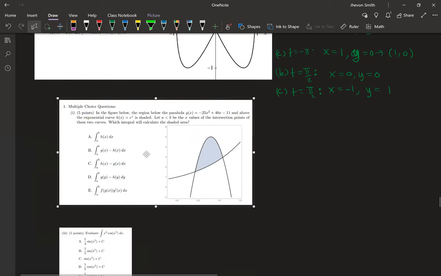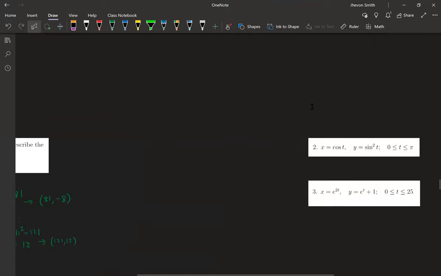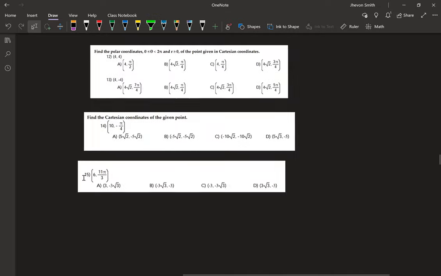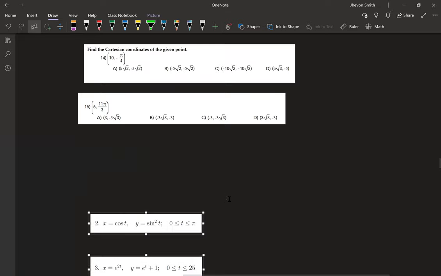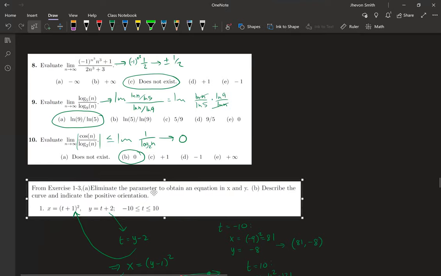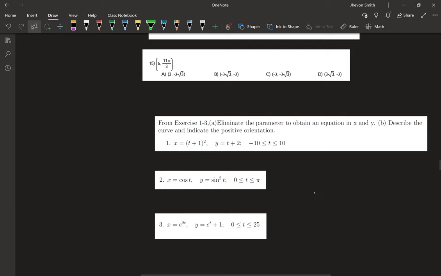Integration. Is there anything I want to do on parametric equations left? Maybe I'll leave these for you guys. Let me go through some integration with you guys. Although here, I believe this was going along with this question right here. And this one we did in class. And you guys should try these. Okay, so I'll leave those for you guys.